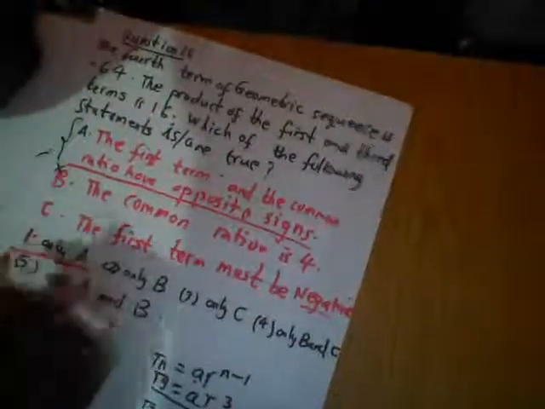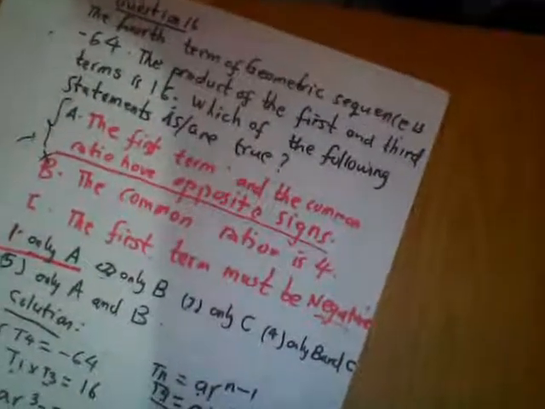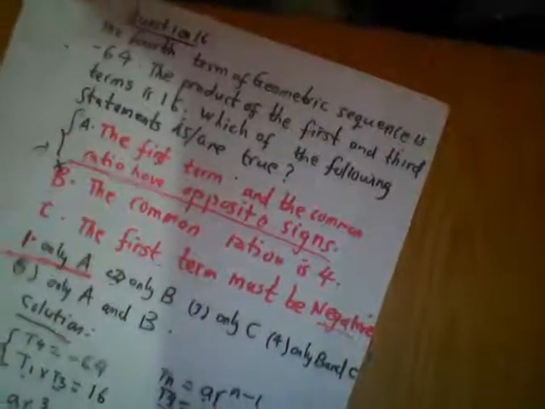See, I said again, R over A equals negative 4. But negative 4 means this can be positive over negative 1 equals negative 4, or it could be negative 4 over 1 equals negative 4. So this sign could be either way. The concept here is the phase term and the common ratio must have different signs. That's all. So only A. So go for A only. So for question 16, only A. So this is my answer here. Only A. 16, only A. Option 1, only A. Okay, now we go to question 17.